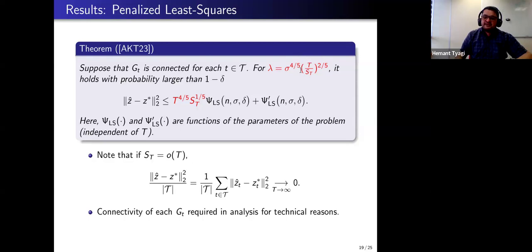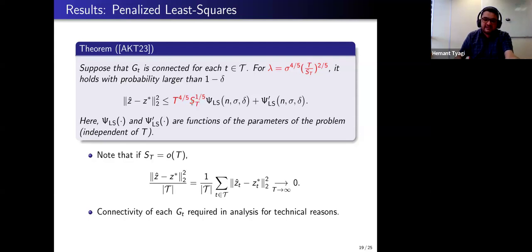Then if you choose lambda in this manner, where sigma is the noise, sigma to the 4/5 and T over ST to the 2/5, then with high probability, that is probability 1 minus delta, your L2 error is bounded by this quantity. So how does this error scale with T? Now, clearly ST is always bounded by T. So this right-hand side is always at most T up to constants. But as I said, the interesting regime is when ST is sublinear in T, so it's little o of T.